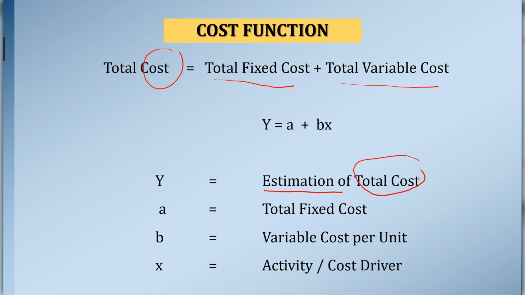So dia punya pemboleh ubah yang kita guna di sini ialah y. Okay, and a here represent the total fixed cost. B here represent the variable cost per unit. Ada beza ya. A is total fixed cost, whereas B is not total, it's variable cost per unit. And X here is your cost driver or the activity. So it depends on the question given, whether it's production unit, direct labor hours or machine hours. So you're going to gantikan nilai X tu mengikut the cost driver given in the question.